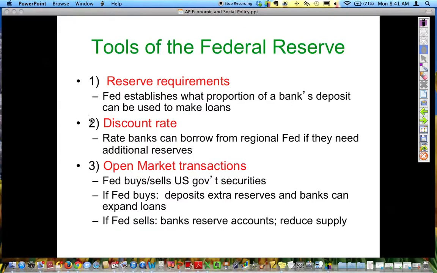Tools of the Federal Reserve. What can the Federal Reserve do? They can establish what proportion of a bank's deposit can be used to make loans. So let's say that only 30% of your money can be loaned out. So they make sure that there are reserves in every bank.